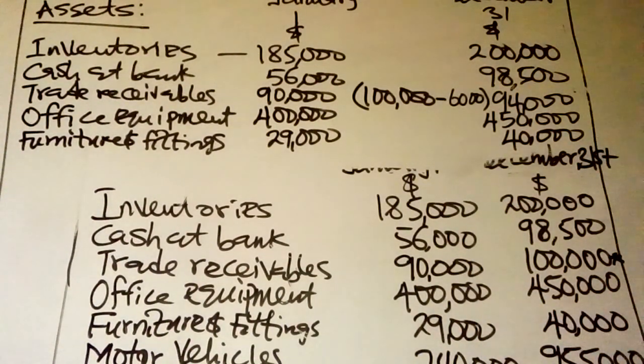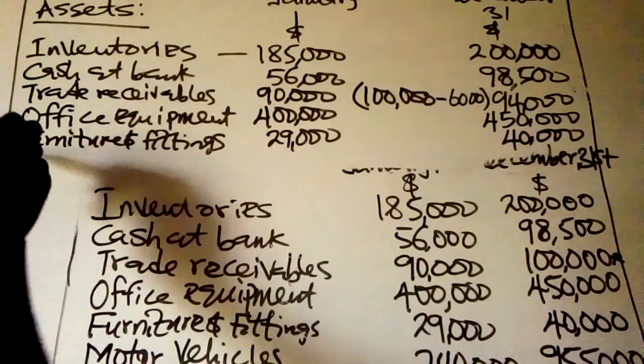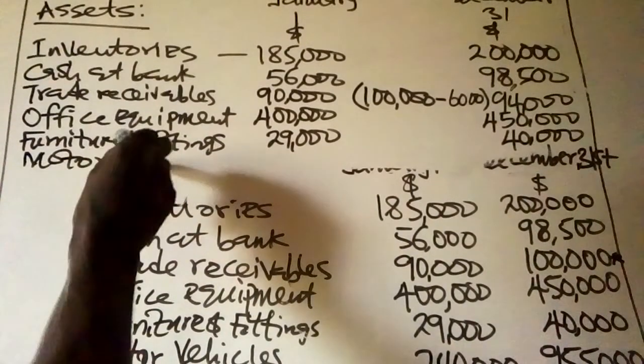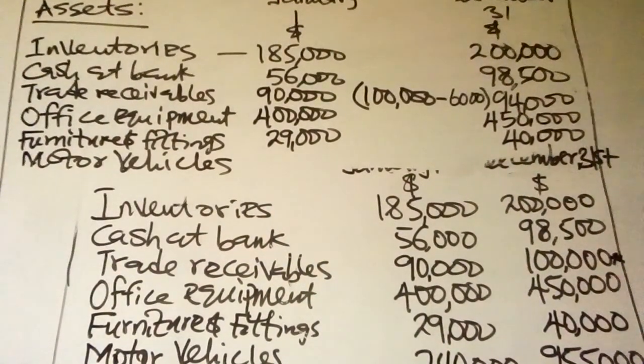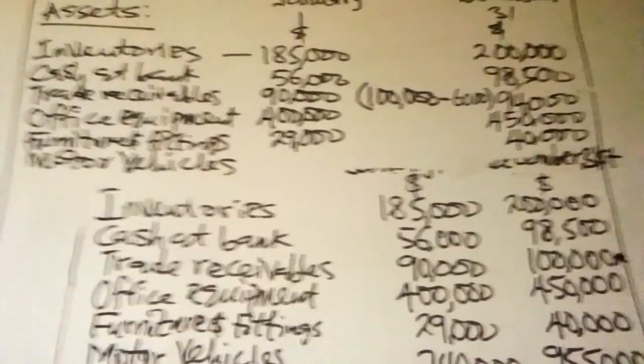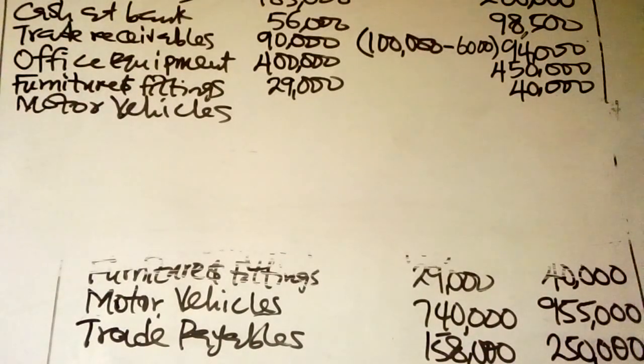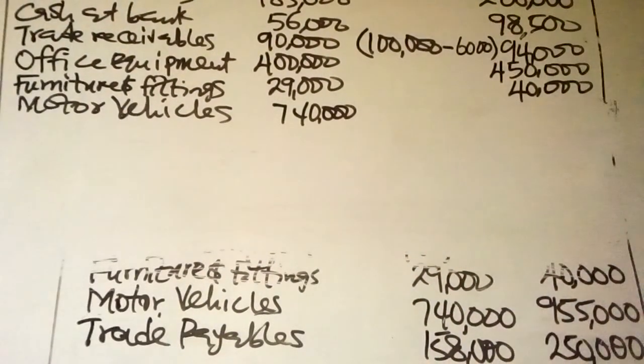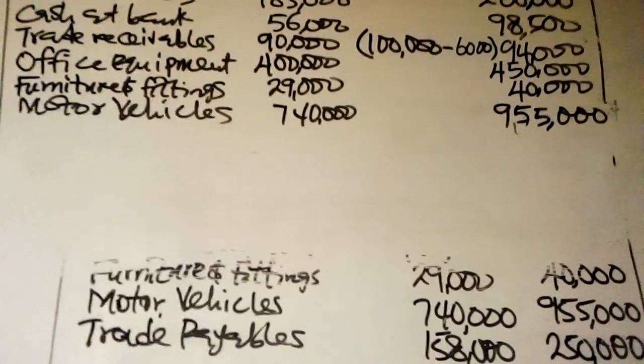Then the next one is motor vehicles. The opening balance of motor vehicles is 740,000, while the closing balance is 955,000. Then the next item is trade payables.